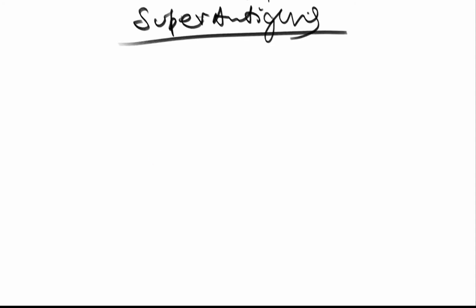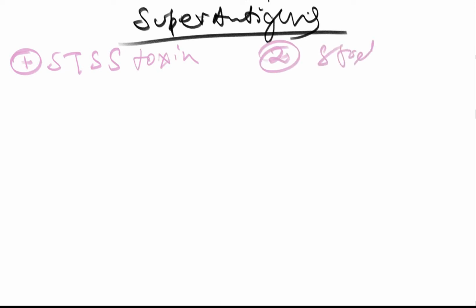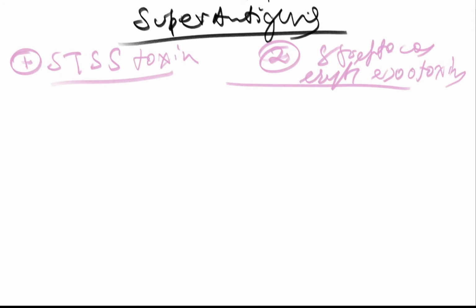So today we are going to talk about superantigens, right? First of all, two examples of the type of superantigen. First, we have the staphylococcal toxic shock syndrome toxin, and the second example is of streptococcal erythrogenic exotoxins. Both these examples I mentioned here are a type of superantigen.